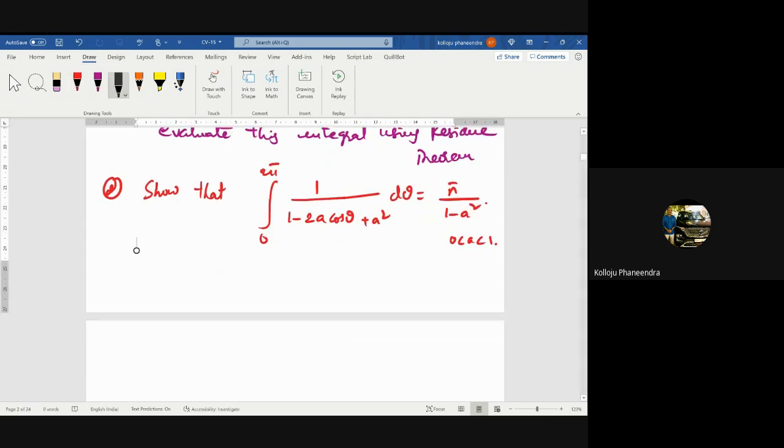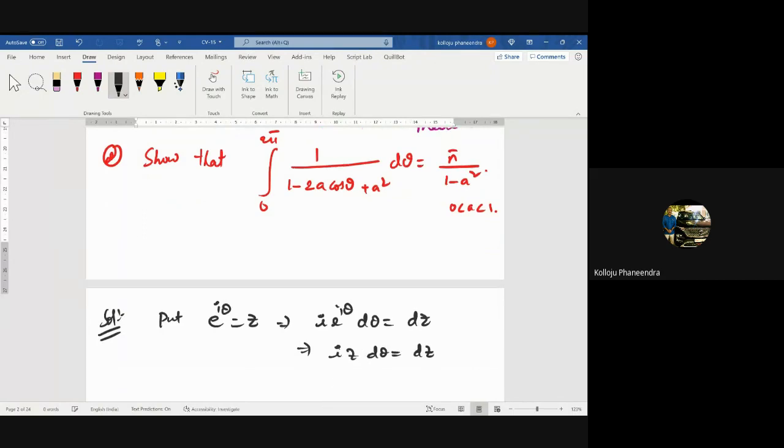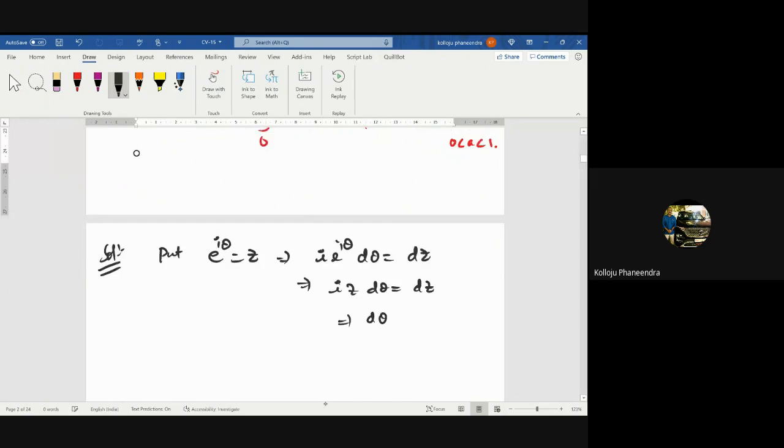Solution. First, what is the assumption? Put e power i theta equal to z. Then i into e power i theta d theta equal to dz, so i into z into d theta equal to dz. Calculating d theta first, d theta equal to 1 by iz dz.